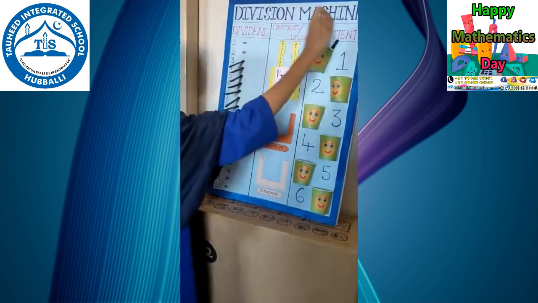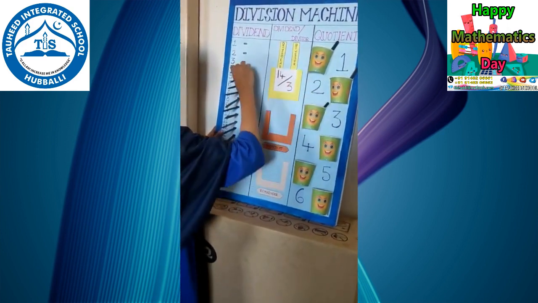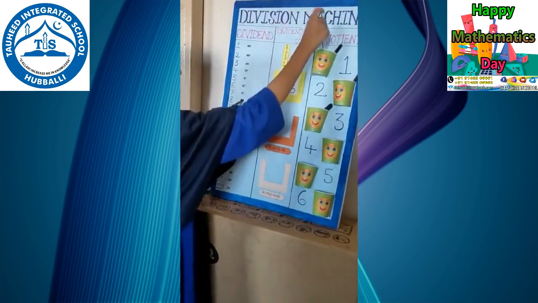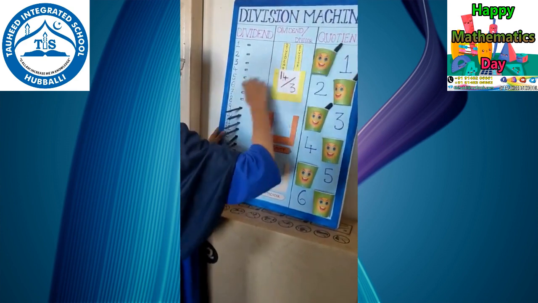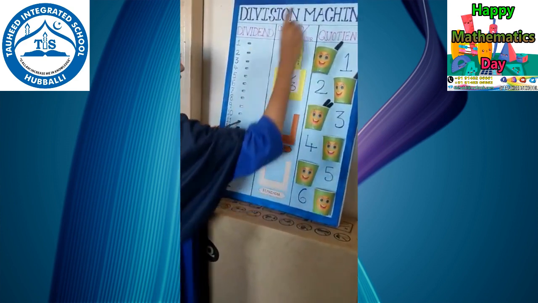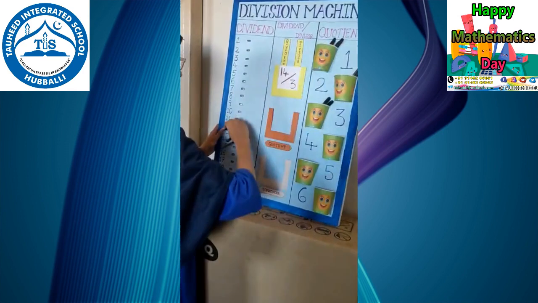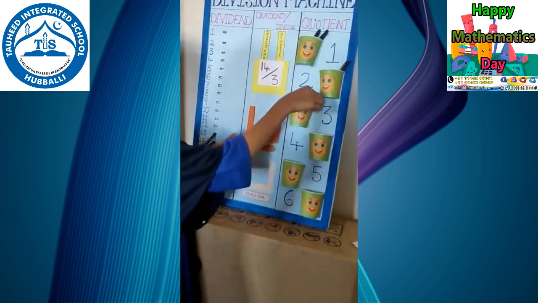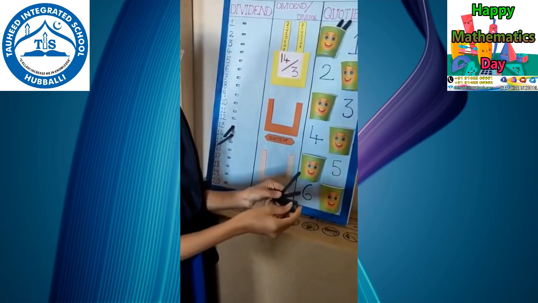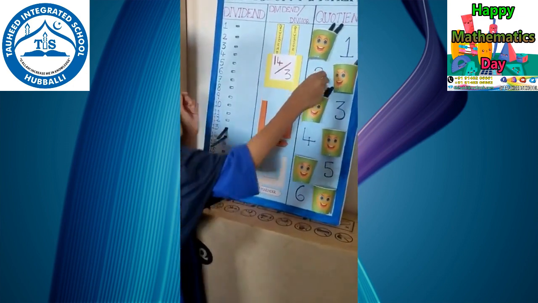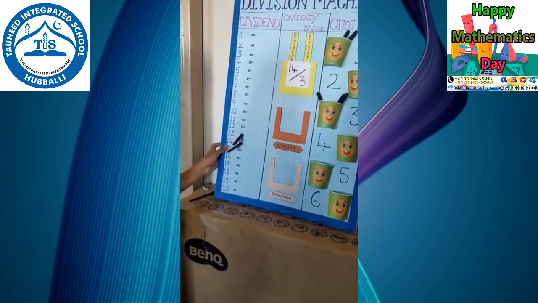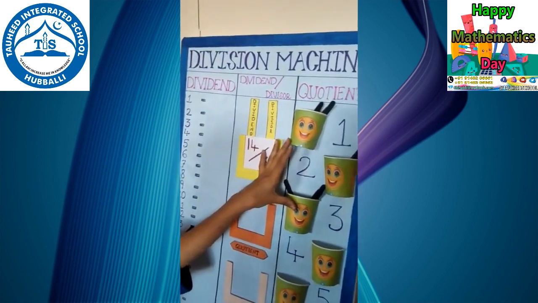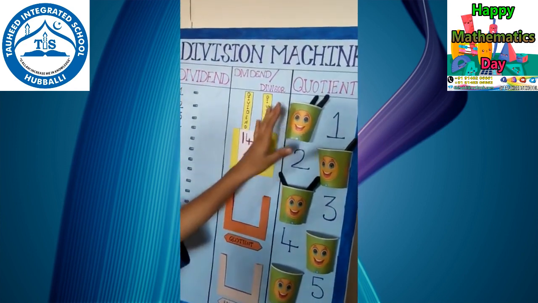1, 2, 3. 1, 2, 3. 1, 2, 3. Now each cup has an equal number of sticks: 1, 2, 3, 4. Now, 2 sticks are remaining. The three cups have been filled. All 3 cups have been filled with 4 sticks.